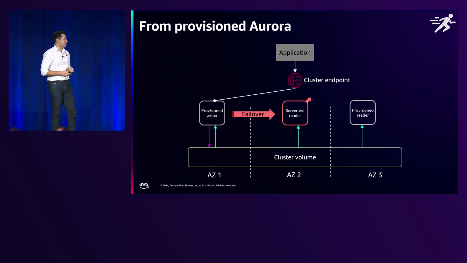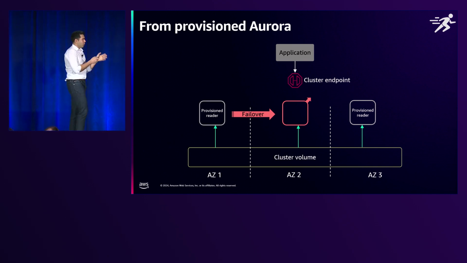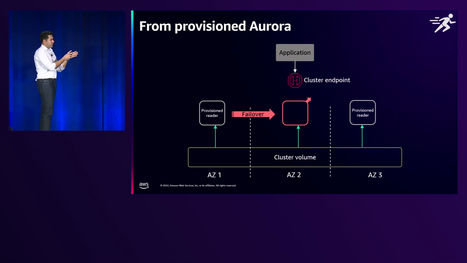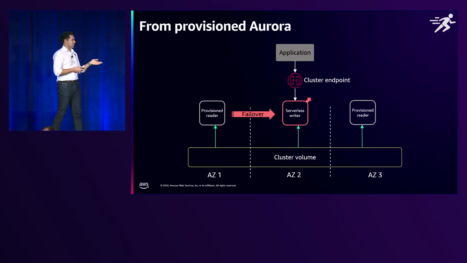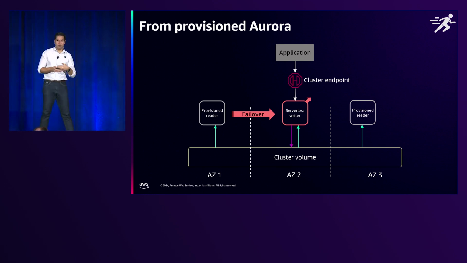So it'll mimic the primary. You do that, so your endpoint stays the same. The reads and writes that were going to the provisioned writer, which is now the reader because the failover has happened, are now going to go to the second serverless writer, which has now been promoted to be the primary writer. And the cluster endpoint points to the Serverless v2 cluster.